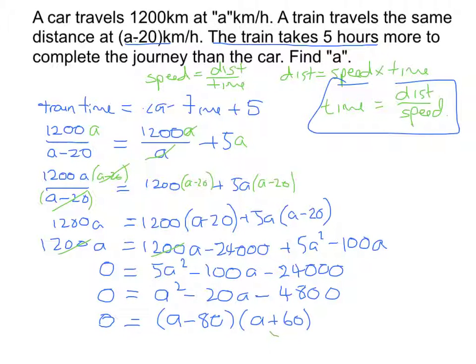What we can then do is we can apply both of those brackets to the null factor theorem. So if we have a minus 80 equals 0, that tells us that a would equal 80. Or if we have a plus 60 equals 0, then a would equal negative 60. In this instance here, the train and the car are travelling forwards. So what we're going to assume in this situation is that a would be a positive value, so that means that a equal to 80 would be the answer for this situation here.